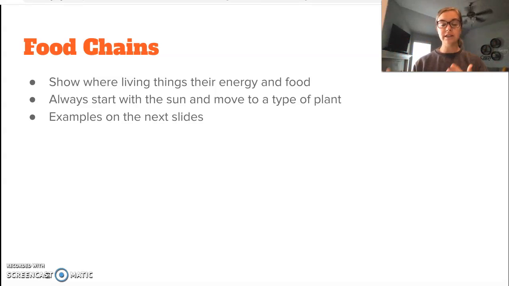So animals are the same way. When they eat something, that's energy going to them. So the energy is moving from one living thing to something else when they eat it.